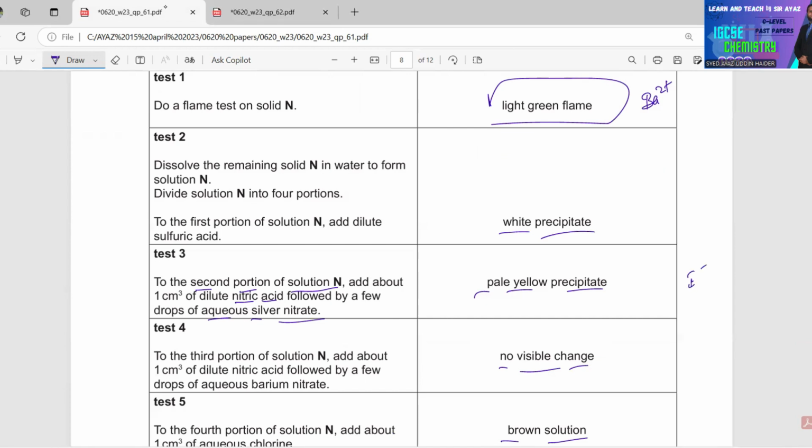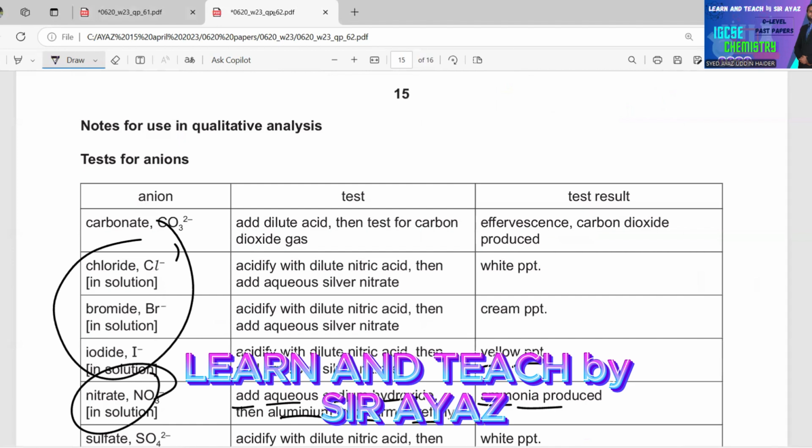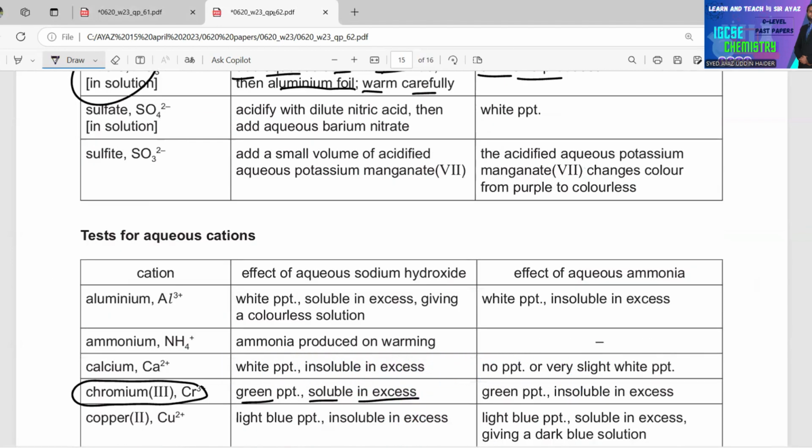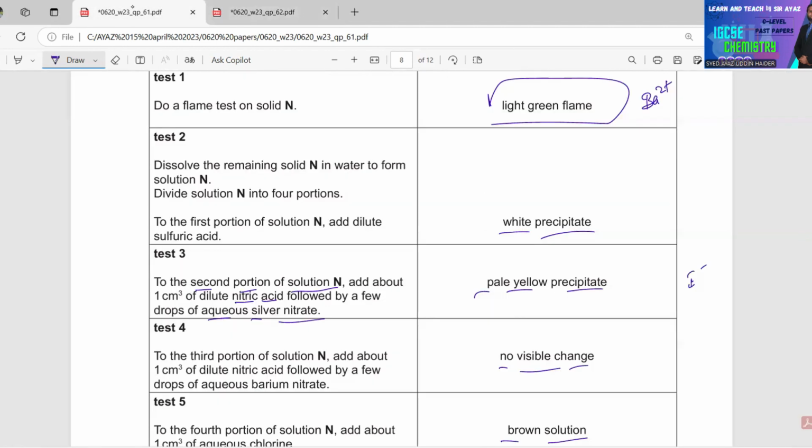In the third portion, they are saying they have added dilute nitric acid followed by a few drops of aqueous barium nitrate. Aqueous barium nitrate is used to test sulfate ion. Where is the sulfate ion? Here's the sulfate ion and barium nitrate. So it must be absent. No visible change means SO4 2- absent.